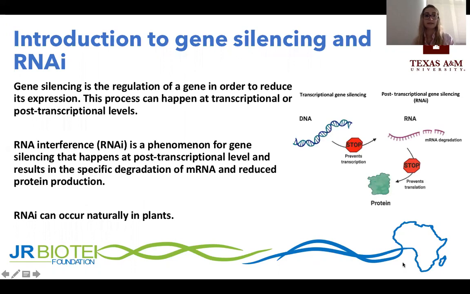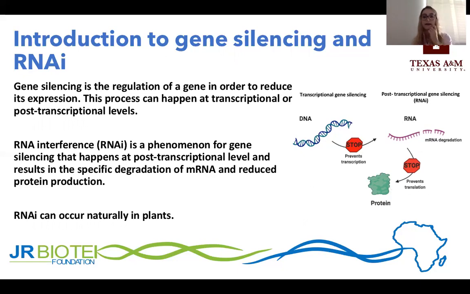So let's begin. So what is gene silencing? Gene silencing is basically the regulation of a gene in order to reduce its expression. Gene silencing can happen at the transcriptional level, with the prevention of the DNA transcription to RNA, or it can happen at a post-transcriptional level, with mRNA degradation and/or with the repression of its translation to a protein.